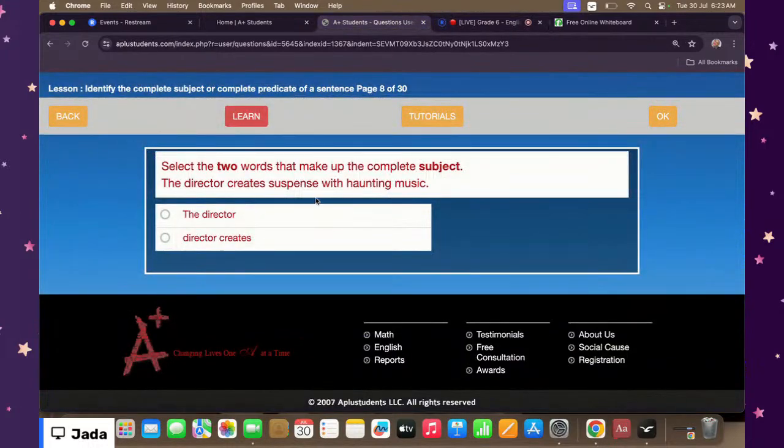Okay. The two words that make up the complete subject. The director creates suspense with haunting music. What are the two words here that make up the complete subject? The director, or director creates? Okay, so we have the director.